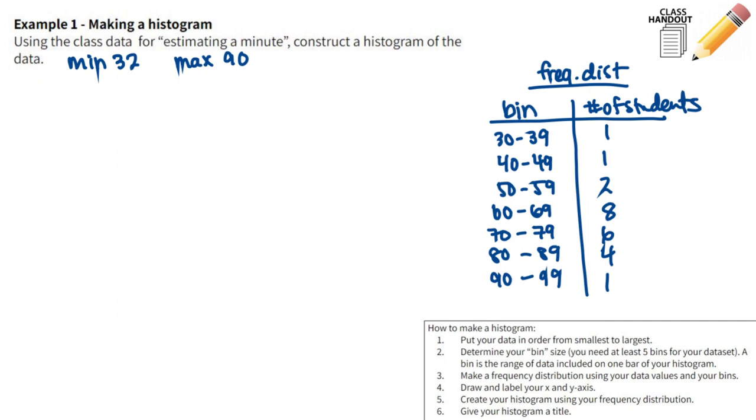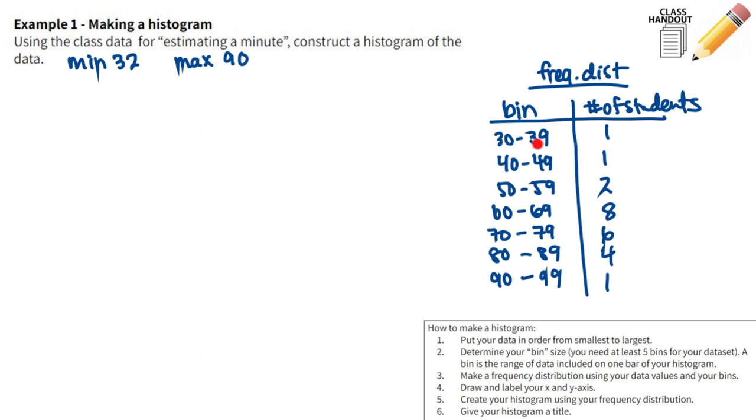So for this particular example, I had you estimate a minute in class. So basically you close your eyes, you counted a minute, and then you open your eyes to see how much time had actually passed. So the minimum amount of time that had passed was 32 seconds and the maximum was 90. So based off that data, I decided to make bin sizes of 10.